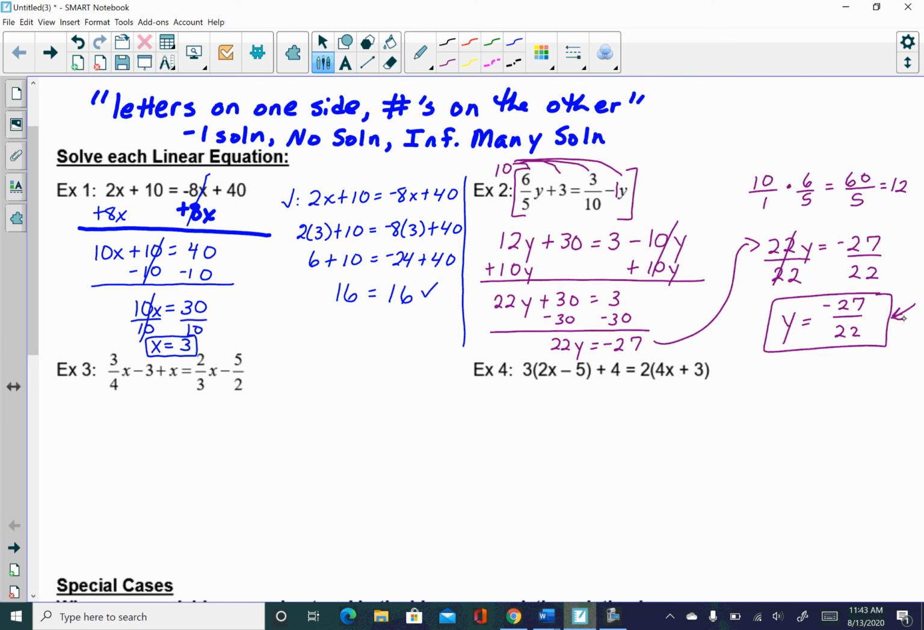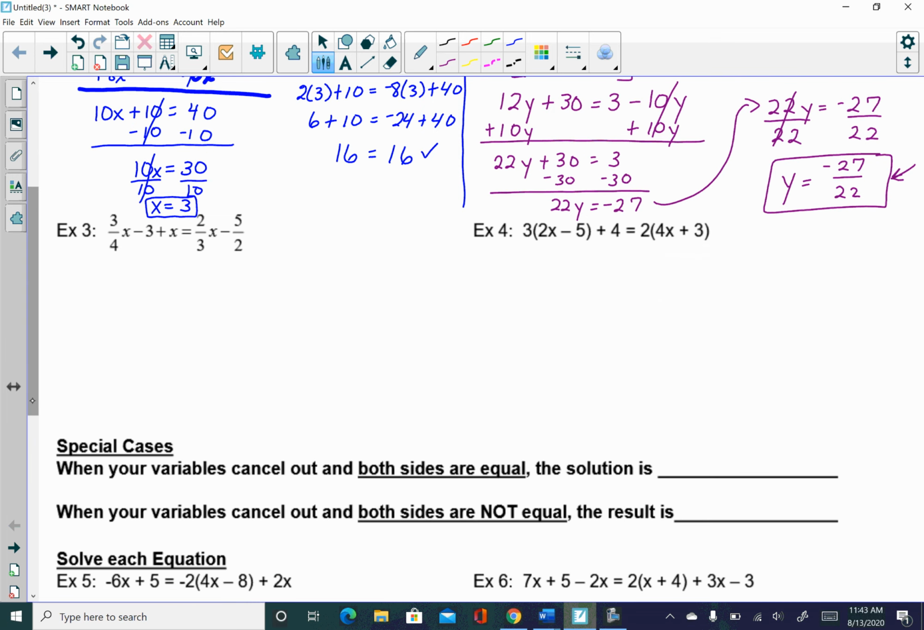But if it could be reduced, of course, it will go ahead and do that step for you. I highly recommend it, if you're unsure of whether something will be reduced or not. So it's a quick, easy plug into the calculator to see. All right, let's move on down to example 3.